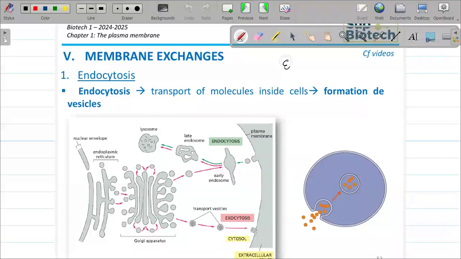Endo means inside. Cytosis means cellular movement. So inside movement and outside movement are also there. It takes some time for you to understand endo and exo. I'll give you only one example here, and next class I'll continue with what endo and exo are.